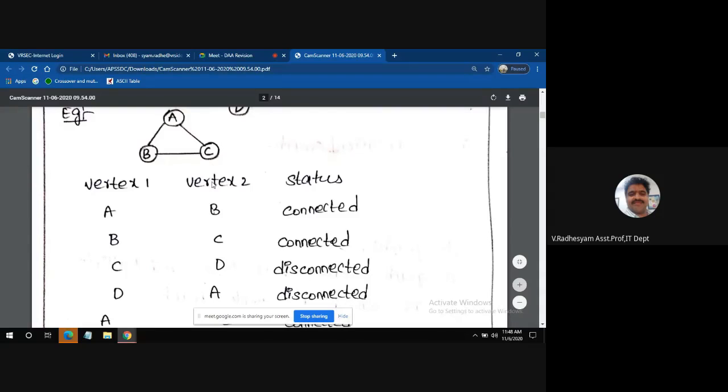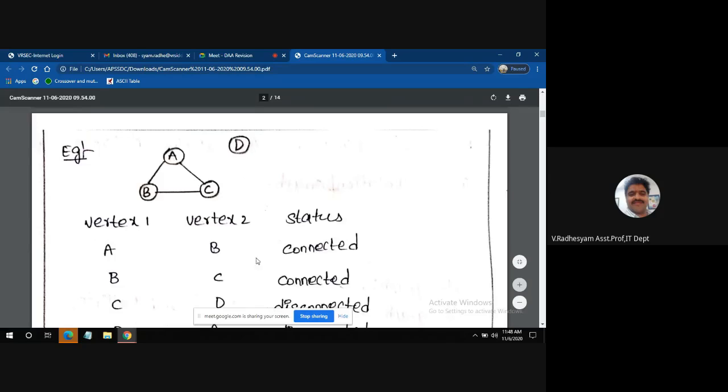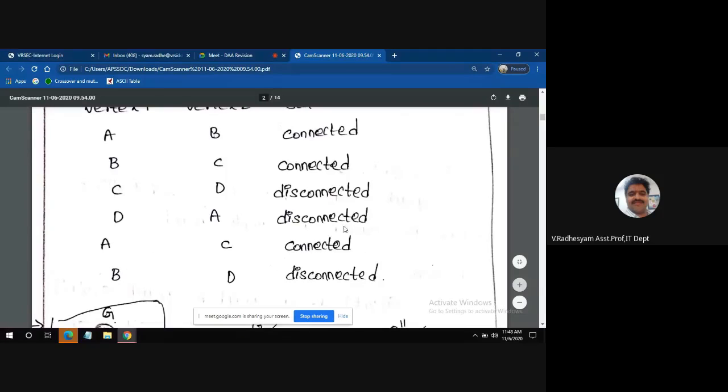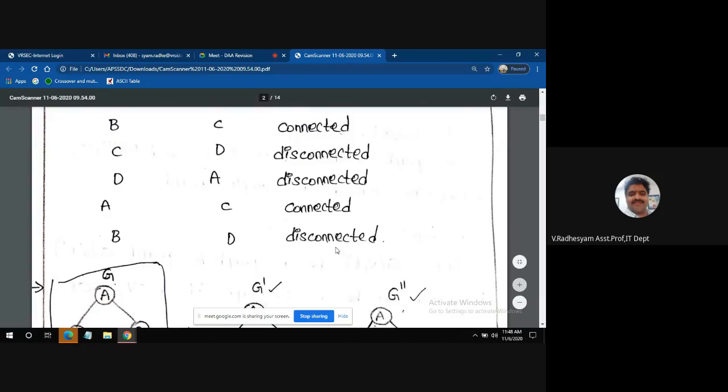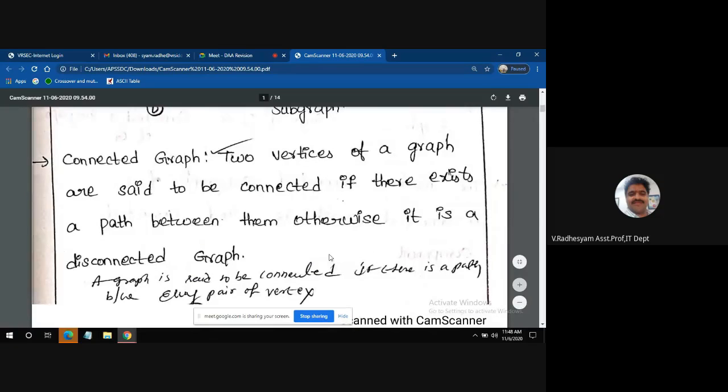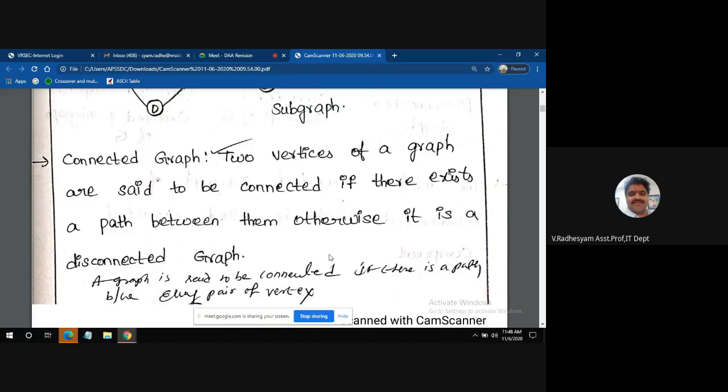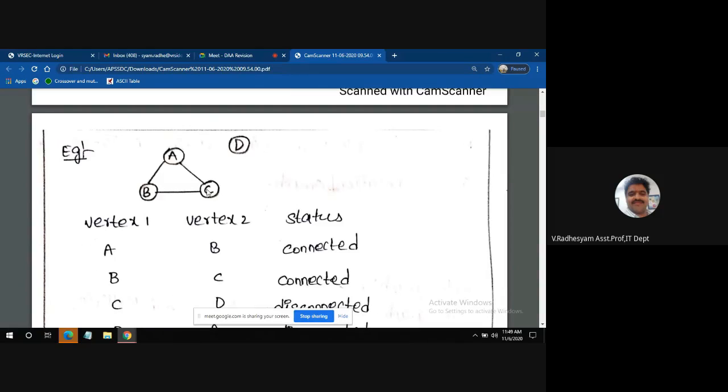C and D. There is no edge, so these two vertices are disconnected. D and A. There is no edge between D and A, so disconnected. A and C connected. B and D disconnected. So this is a disconnected graph, because for some vertices there is no edge between those two vertices. There is no path between them. If there exists a path between every pair of vertices, then only the graph is called a connected graph. So this is a disconnected graph.